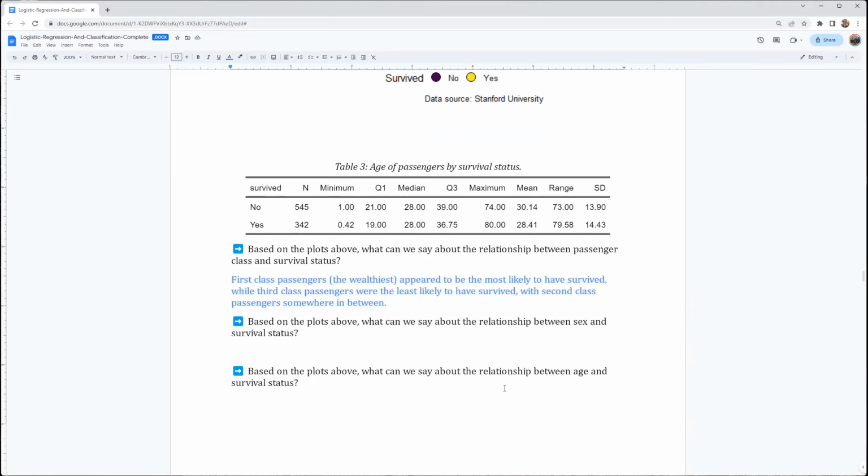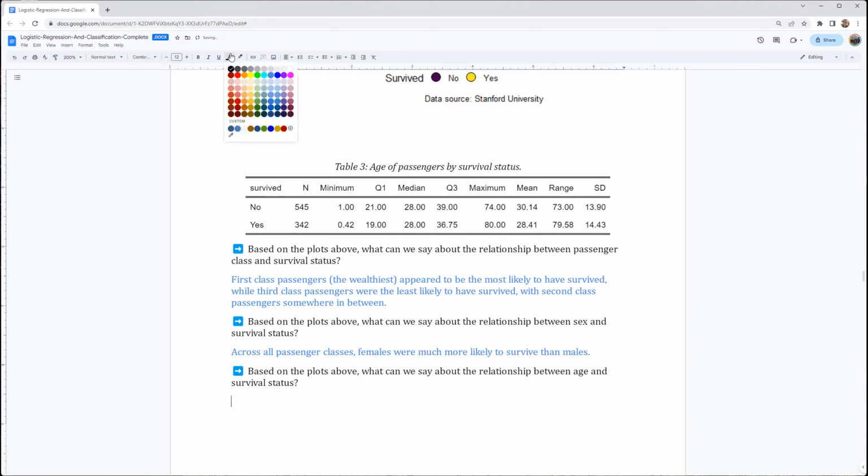What about the relationship between the sex of the passenger and survival status? So across all passenger classes, females were more likely to survive than males. And it looks like much more likely.